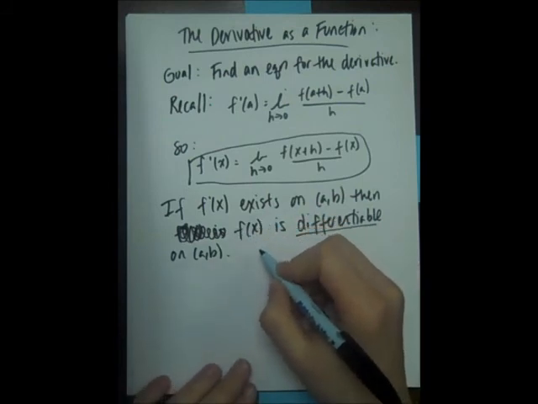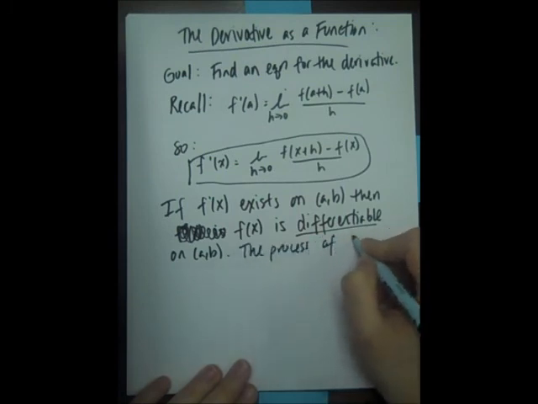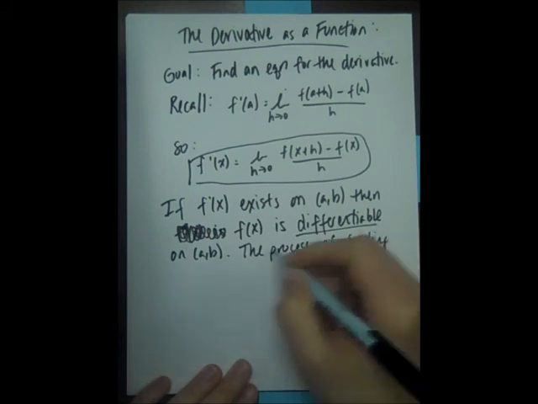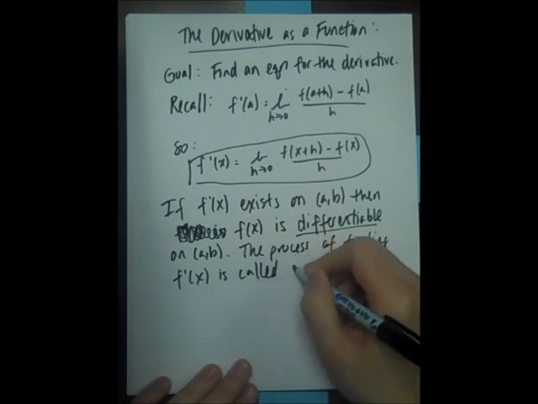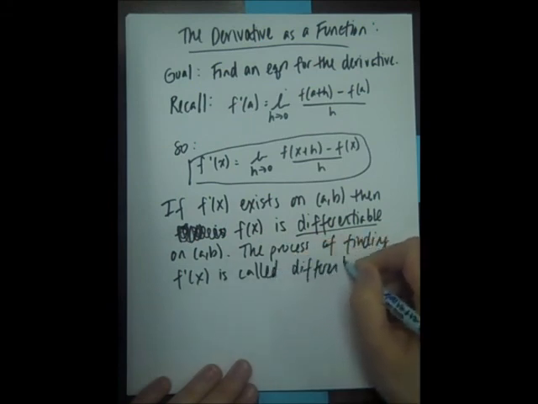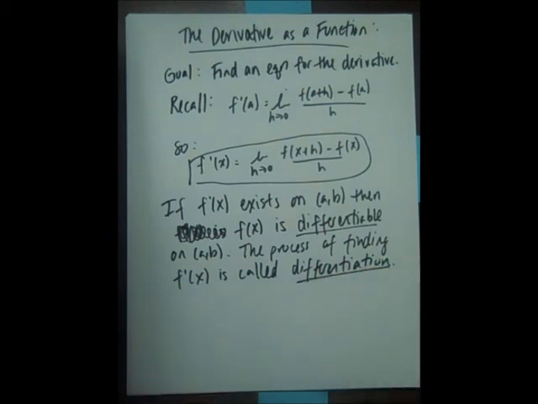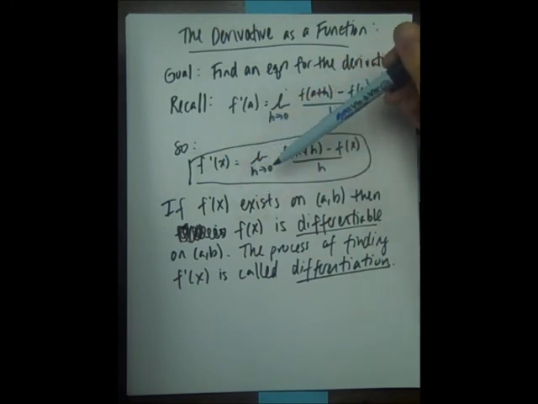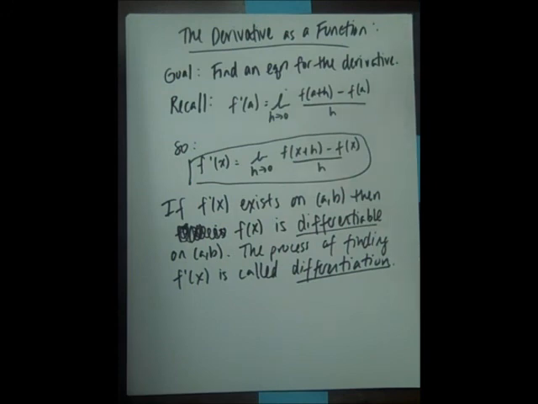Another word that we want to be familiar with is the process. So the process of finding f prime of x is called differentiation. So we differentiate to get f prime. So these are kind of the words you want to be familiar with. The derivative is the equation, f prime of x. If this exists, then f of x is differentiable. The process of finding f prime is differentiation.